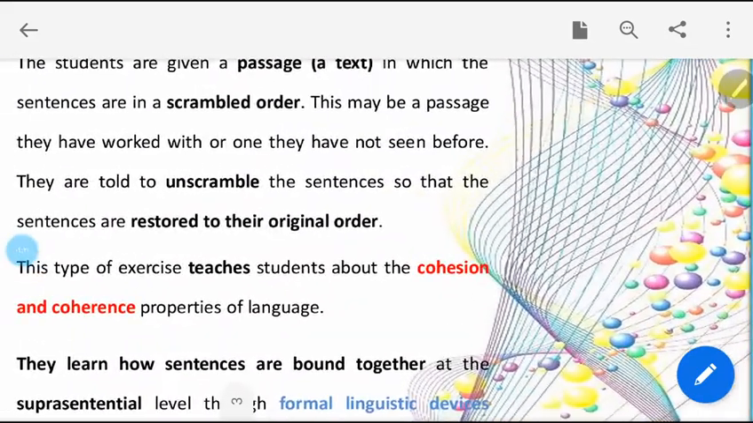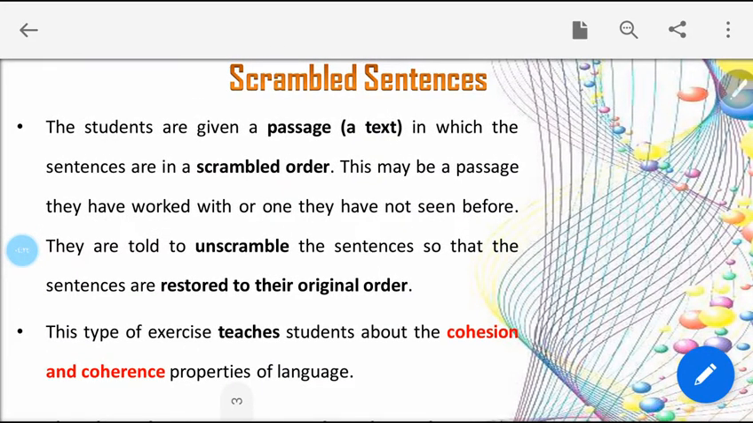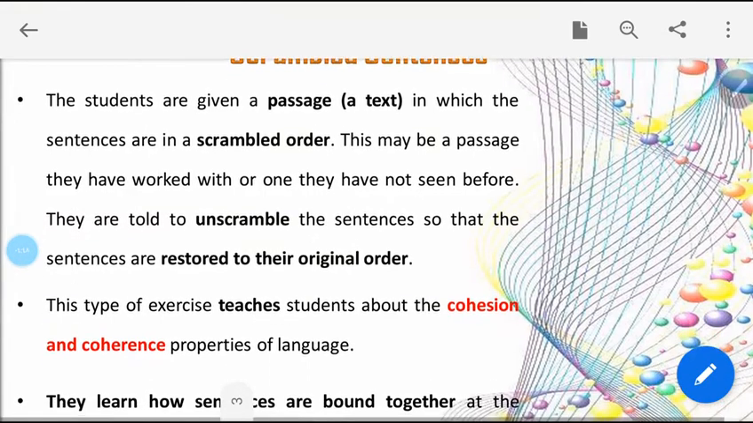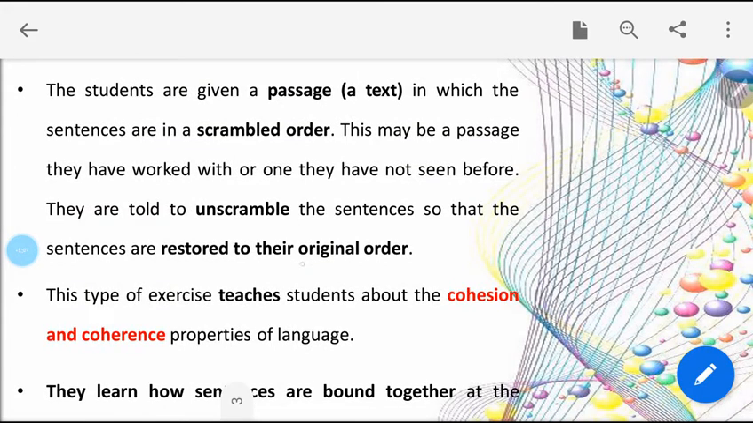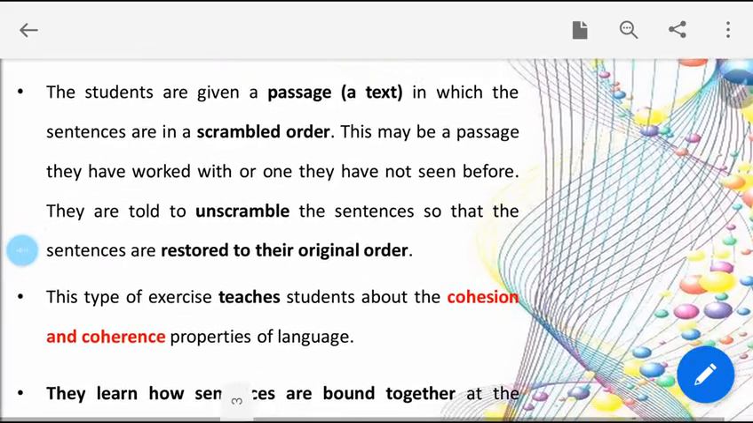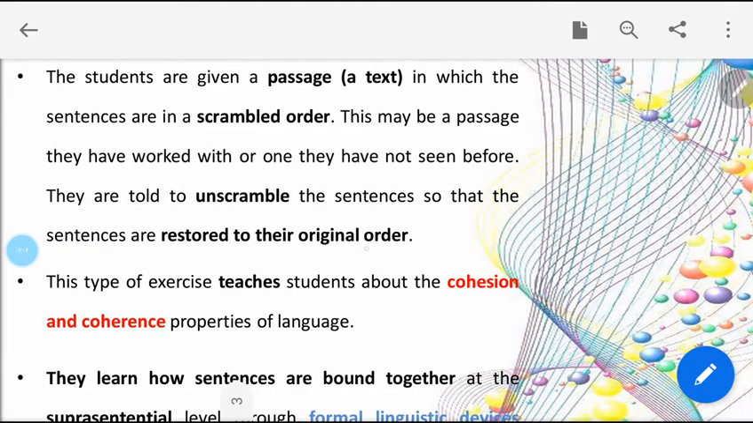Scrambled sentences. The students are given a passage or text in which the sentences are in scrambled order. They are not in the correct order. They are mixed. This may be a passage they have worked with, or one they have not seen. It's not a problem whether it is a text they have seen before or a new text. They are told to do what? To unscramble, to arrange them, to put them in their original order. The teacher asks them to put these sentences in their original order.